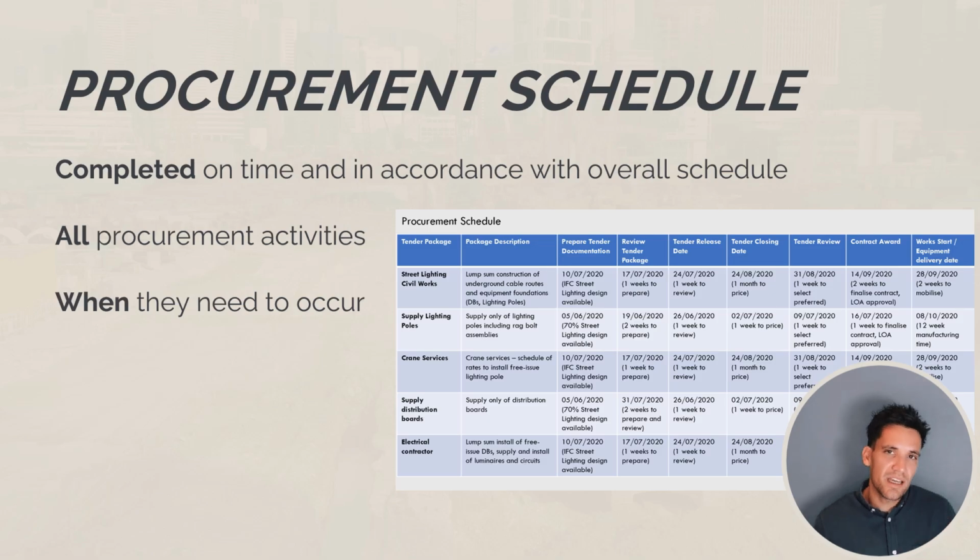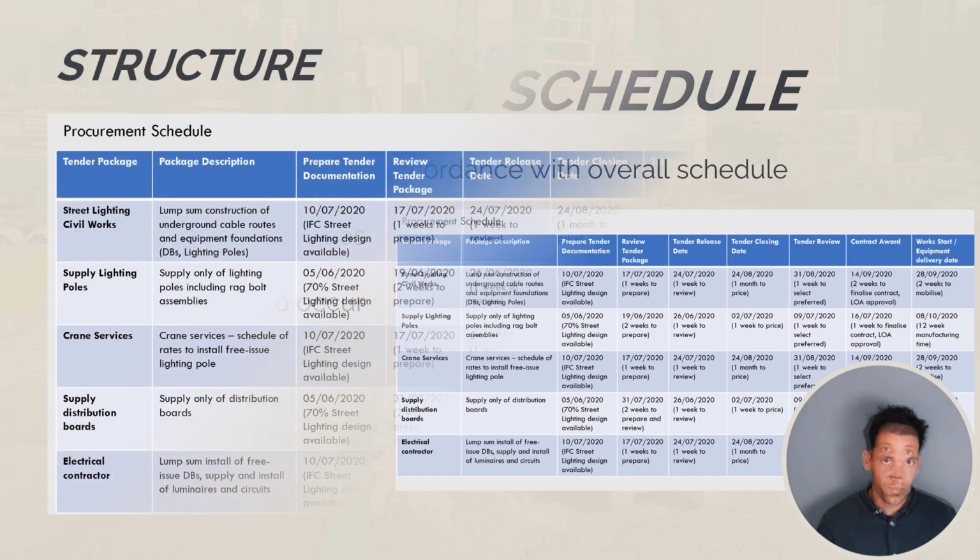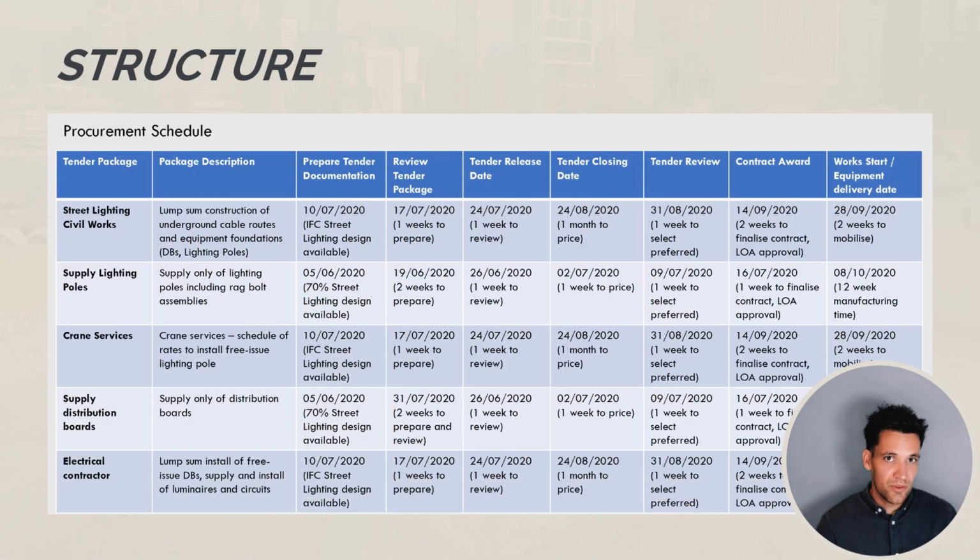So the procurement schedule is the document we use to capture all the procurement activities and when they're going to occur. The goal of the procurement schedule is to ensure that procurement is completed in accordance with the overall project scope. This fundamentally means that for each of the packages, they're available on site when we need them to meet the project schedule. Okay, so the procurement schedule, the structure of it's really basic.